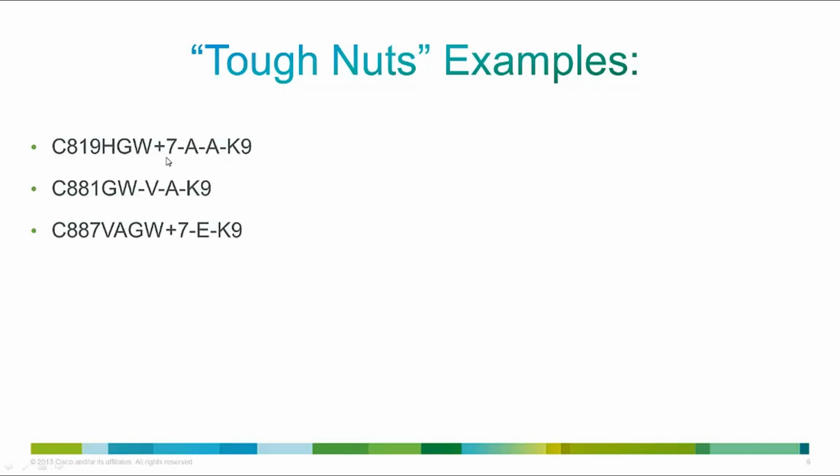The 3G option is +7, meaning it's HSPA+. It's used on AT&T networks. And the wireless is used for the American standard. All of these units have security software inside, so the K9 is pretty much behind every PID name.